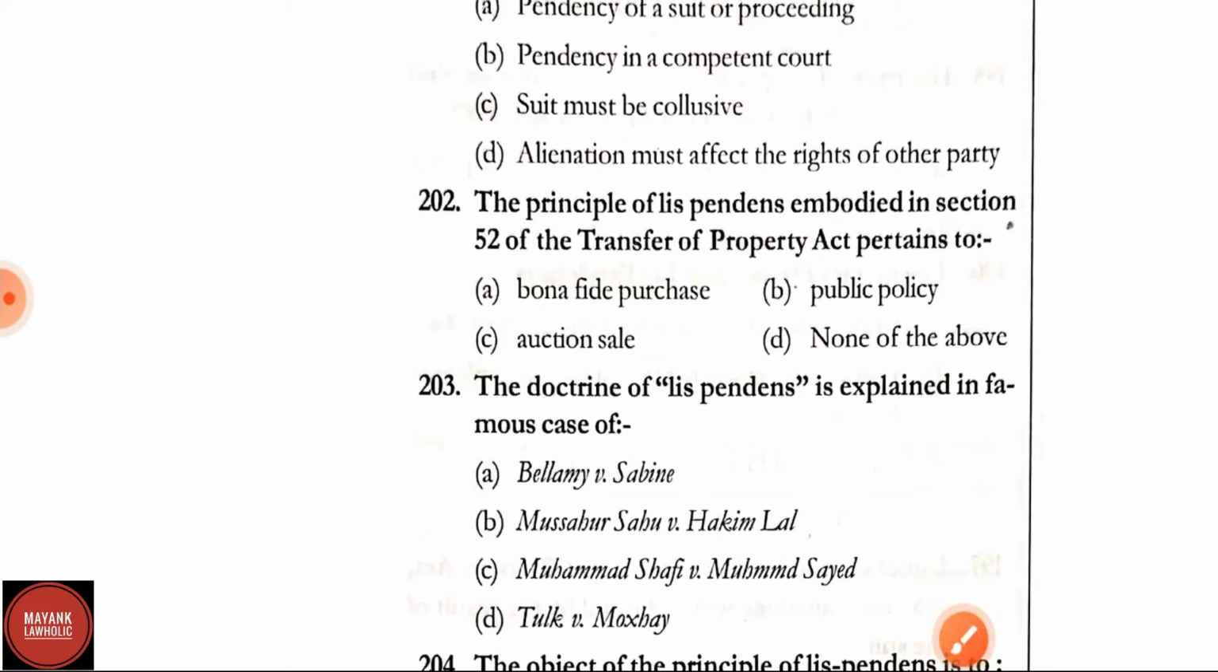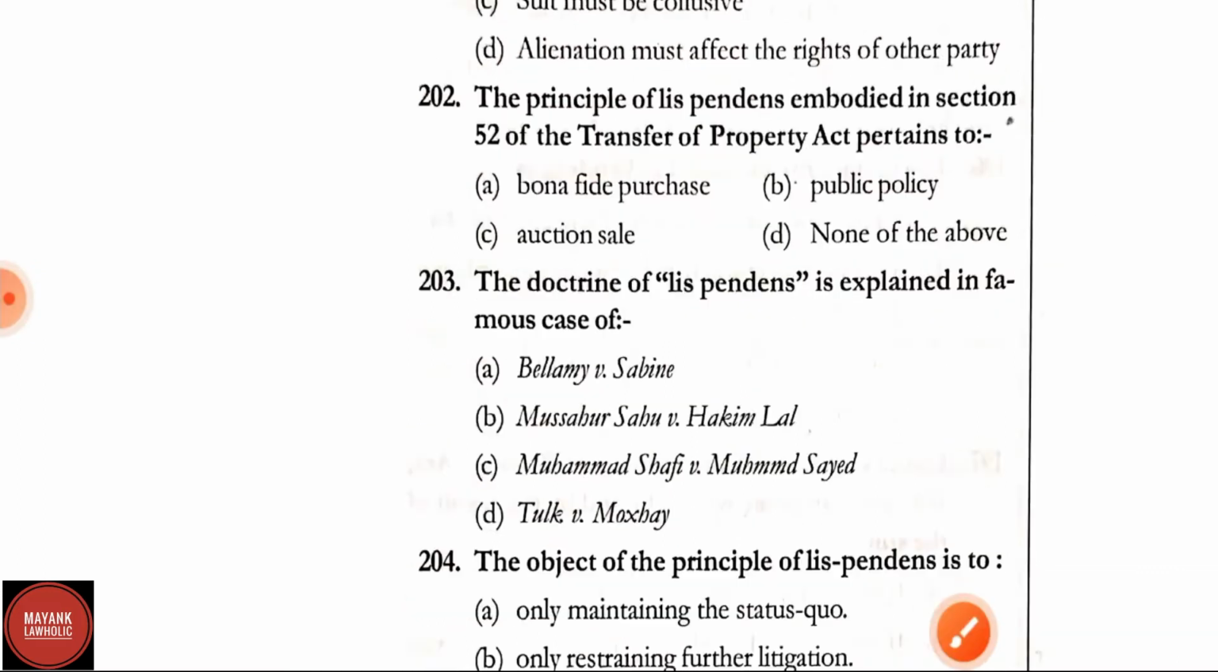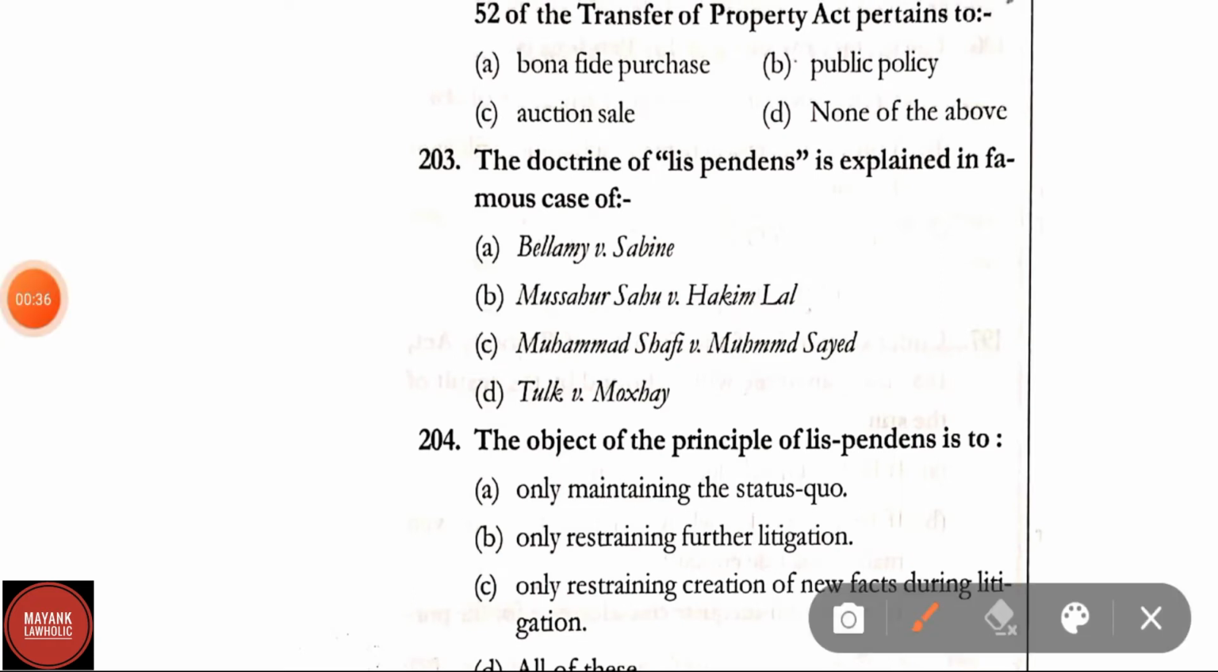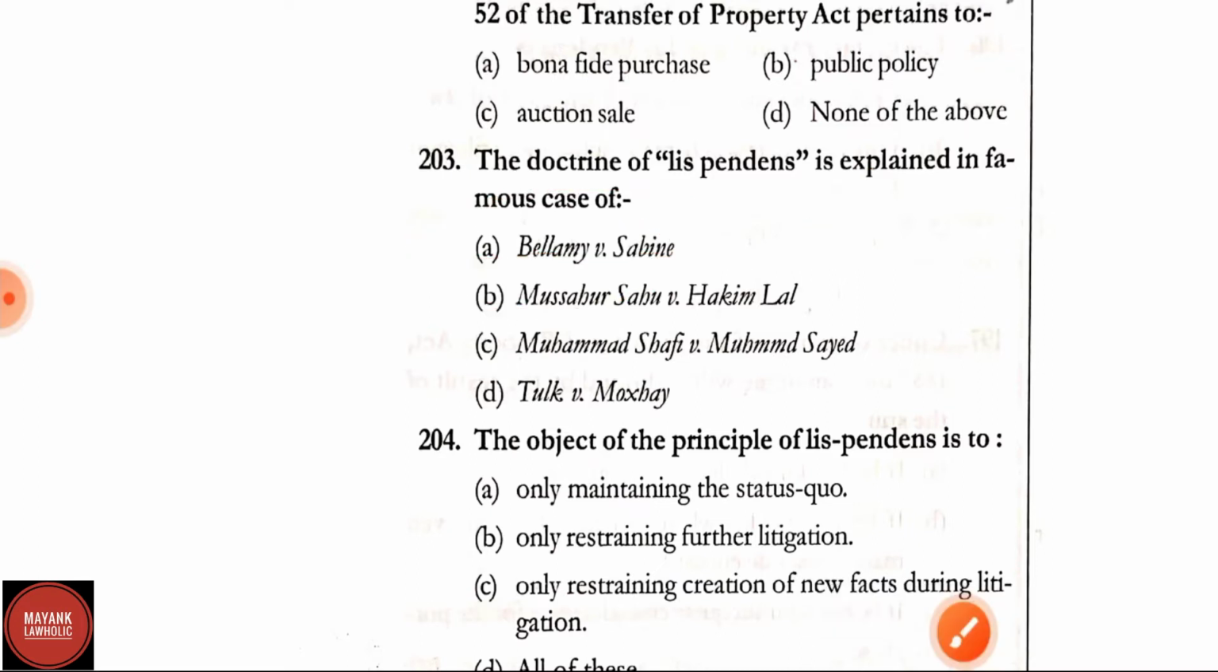Question number 202. The rule of lis pendens embodied in section 52 of the TPA pertains to bona fide purchase, public policy, auction sale, none of the above. Correct answer is option B, that is public policy. Question number 203. The doctrine of lis pendens is explained in the famous case of, correct answer is Bellamy versus Sabine. This is the leading case in which lis pendens has been explained.